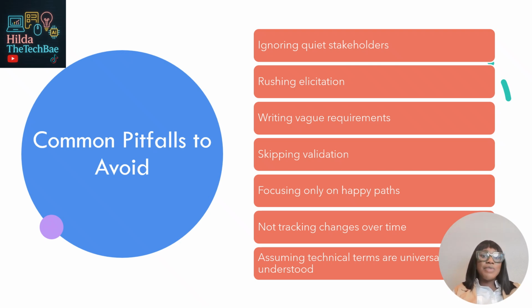Also, don't skip validation. It is not just a final step, it should happen regularly, even during early drafts of your documents. Make sure you consider more than just the ideal scenario. Ask what happens if something goes wrong. That is where edge cases come in. Finally, track changes. Requirements evolve, and if you are not managing those changes carefully, things will fall through the cracks.